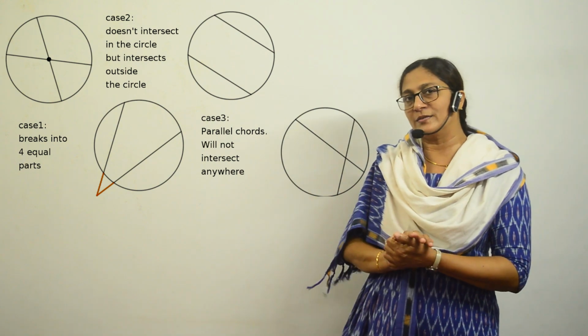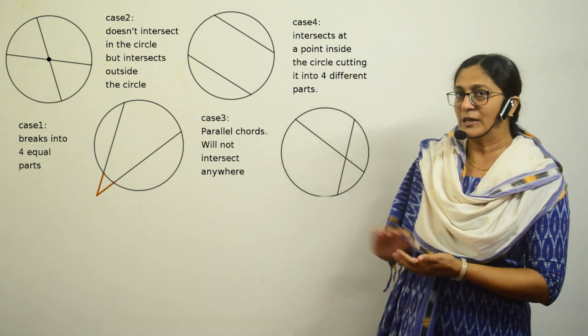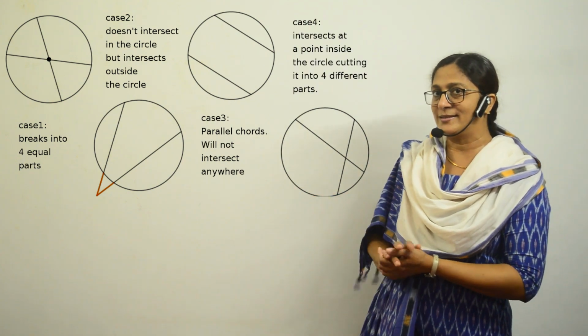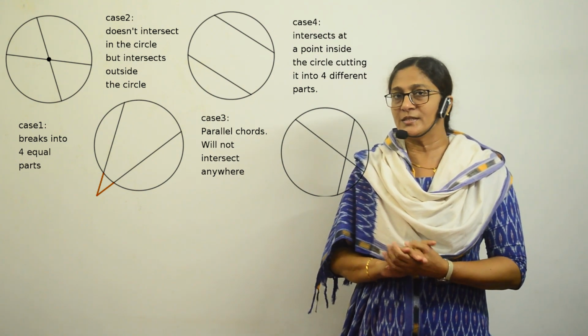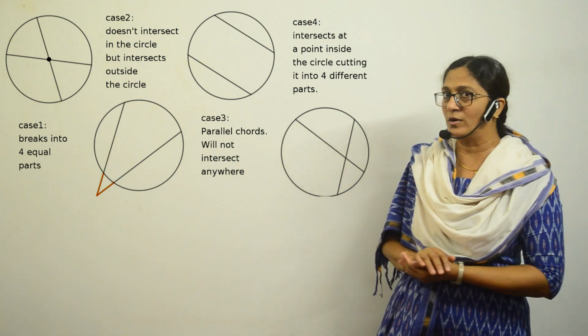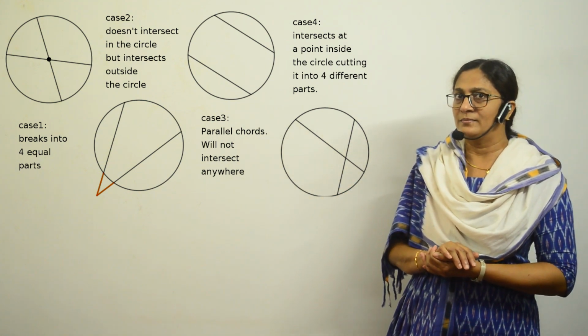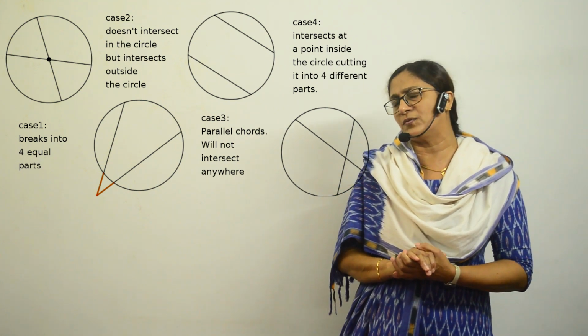And we have another case where the chords are not diameters and they are meeting inside the circle. Just like in the case of the intersecting diameters, here also when the chords intersect, they are divided into 4 parts. Certainly, the 4 parts are not equal. But is there a relation between these 4 parts?